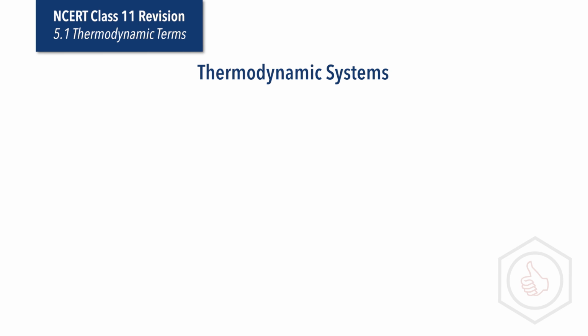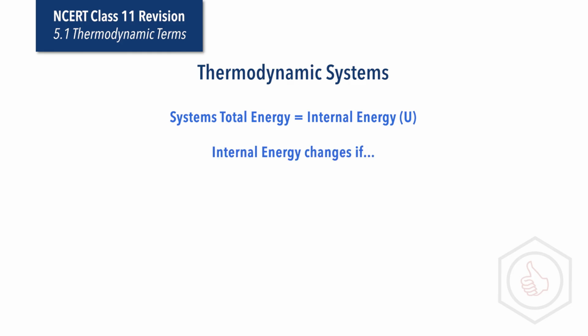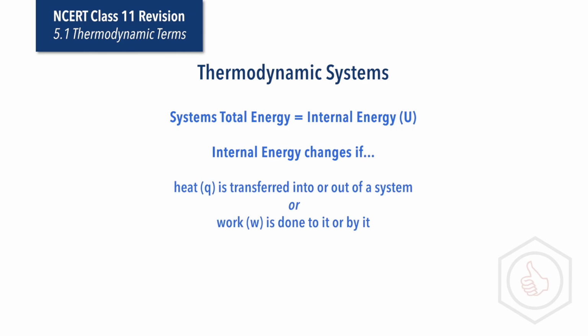In thermodynamics, we define a system's total energy as its internal energy, U. This includes all forms of energy present within the system, for example, chemical, electrical, and mechanical. The internal energy may change if heat is transferred into or out of the system, and if work is done on or by the system, or if matter enters or leaves the system.